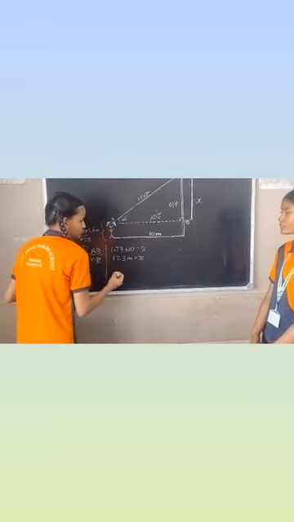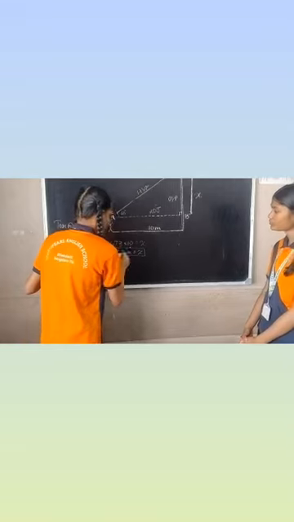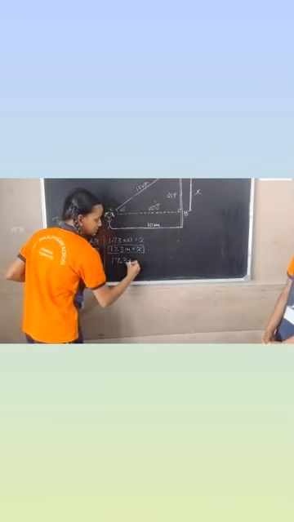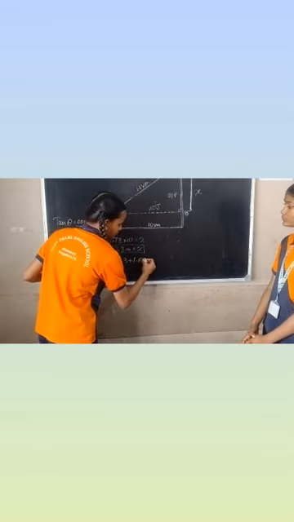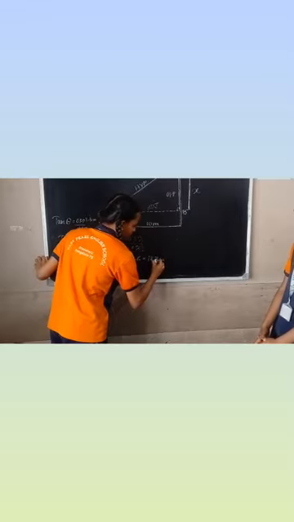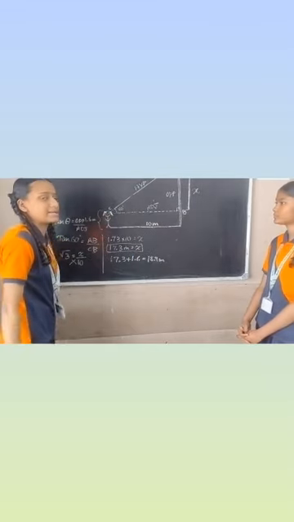That is x. So we will be adding your height to the height of AB. 17.3 plus 1.6, which is equals to 18.9 meter. So the approximate height of the pole is 18.9 meter. So this pole is 18.9 meter.